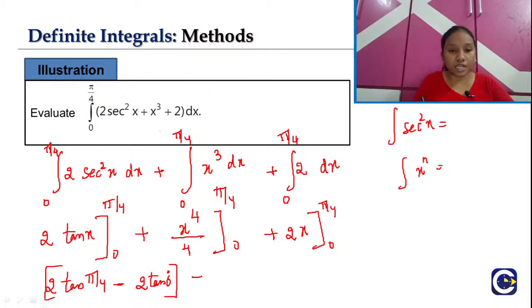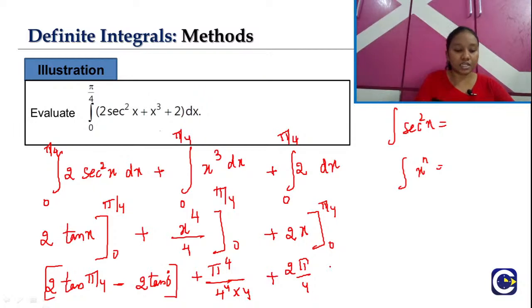Right? And then here, in place of x, we have to substitute. So this will become pi power 4 divided by 4 power 4 into 4. Right. Minus, even if we substitute 0, that will be 0. So no need of it. And then 2 into pi by 4 here. And then minus 0 anyways, that will become 0. So now here we are having 2. So let me write it here.